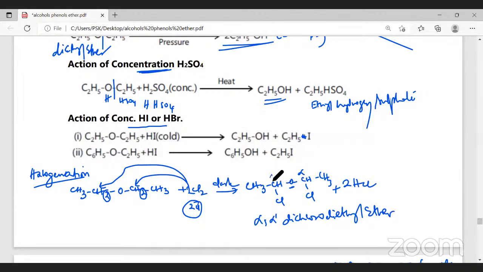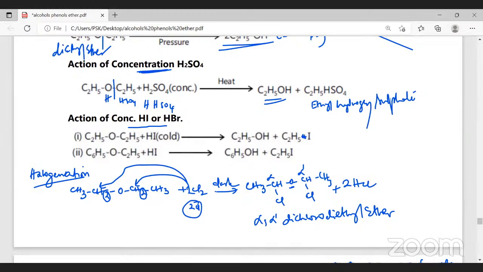These are called alpha carbon atoms. To differentiate, they would have marked this as alpha and they would have marked this as what? Alpha dash. So at alpha and alpha dash, we have 2 chlorine atoms. Therefore, it's called alpha, alpha dash dichloro. And the parent molecule is diethyl ether. So this is what happens when diethyl ether is chlorinated or halogenated in dark.